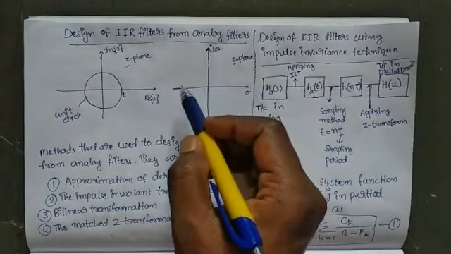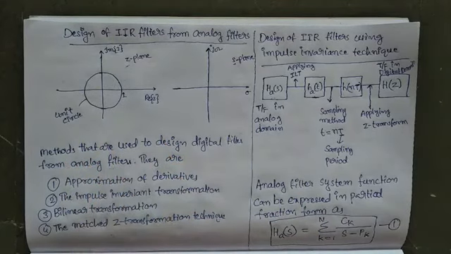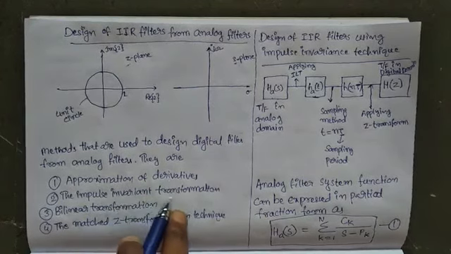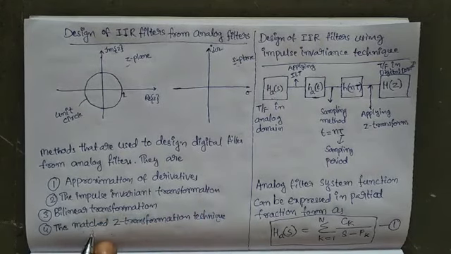This means a stable analog filter will be converted to a stable digital filter. The following are the methods used to design digital filters from analog filters. They are approximation of derivatives. Second is impulse invariant transformation. Third is bilinear transformation. Fourth is the matched Z transform technique.